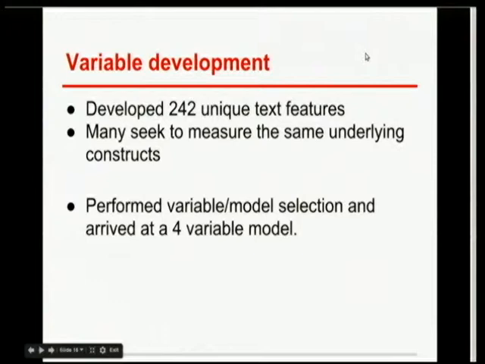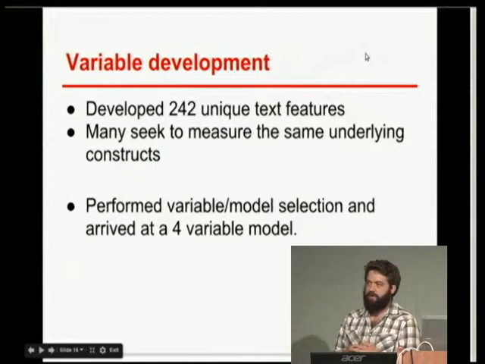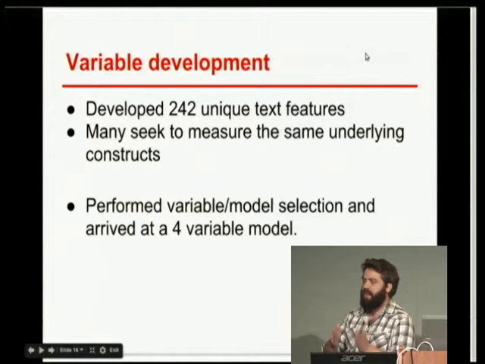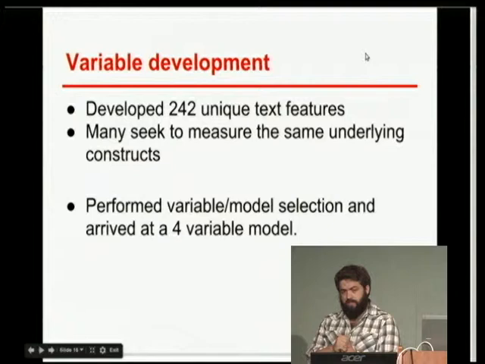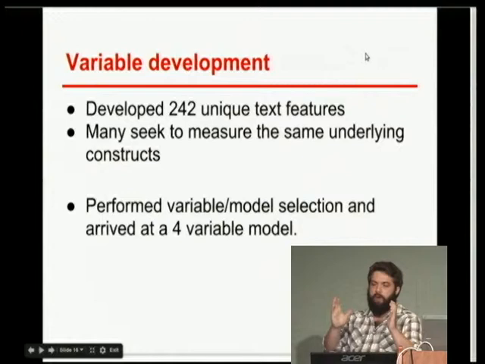I'd love to talk more about all the variables, but we have limited time. So I can tell you that using these principles, we ended up with 242 unique text features. Many of them are trying to measure the same constructs. It's not like 200 constructs. Maybe it's like 8 to 10 constructs that we want to try to measure, and we have a lot of different ways to measure them. We may have time at the end of the talk to look into this, maybe not, though. 242 is way too many, so we wanted to reduce that down to a much more manageable amount.